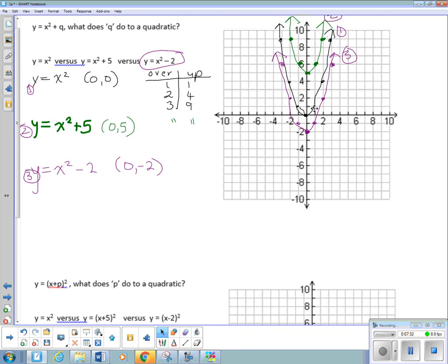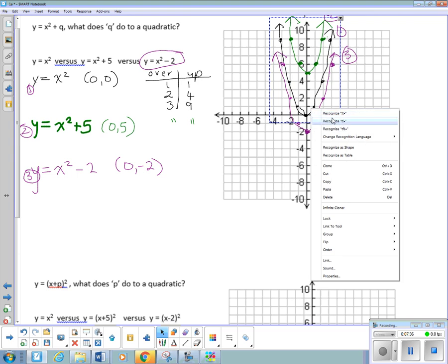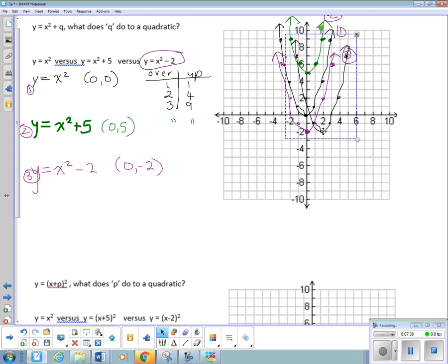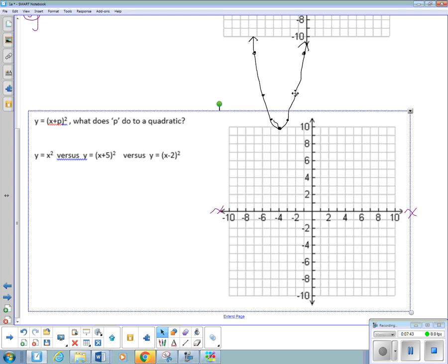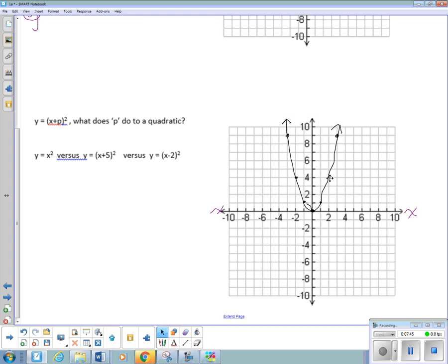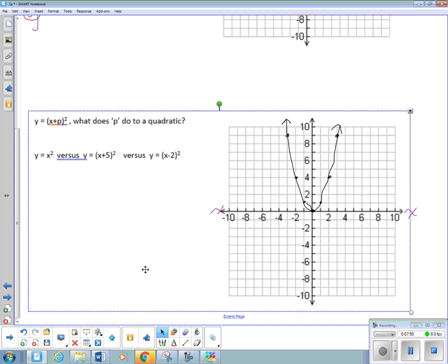Now I'm going to cheat a little bit, I'm going to clone this parent just to bring it down. And I know that you have to draw yours by hand and you can't clone yours. Too bad, so sad. That's why I'm the teacher. Okay, so I have actually put the parent here. We know the vertex is 0, 0. We know our step pattern is over 1, up 1, back to the vertex, over 2, up 4, back to the vertex, over 3, up 9, back to the vertex. Okay, so we know that.